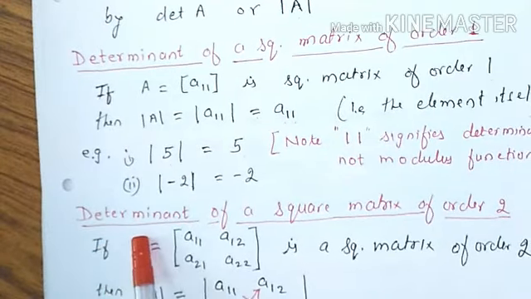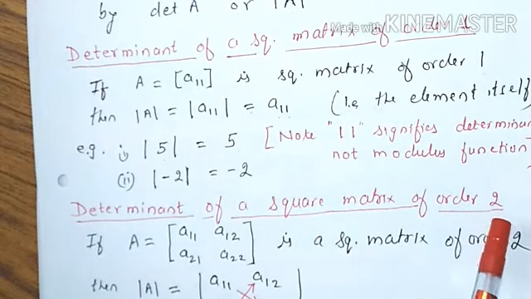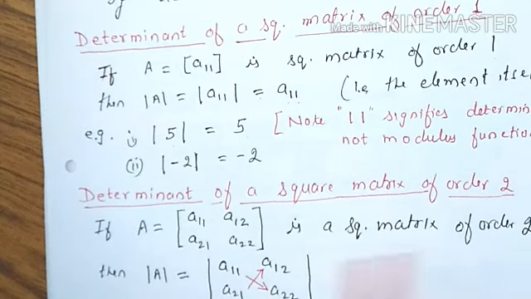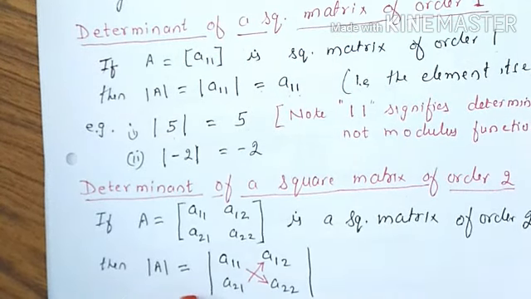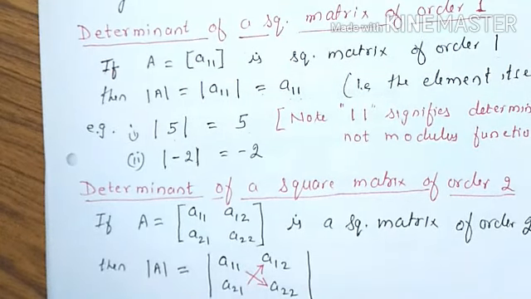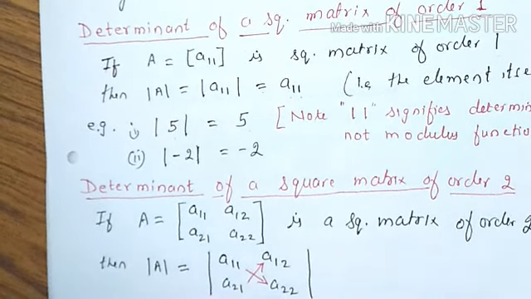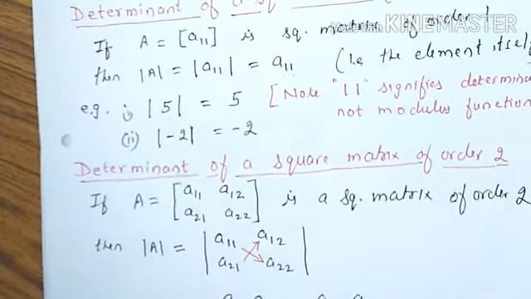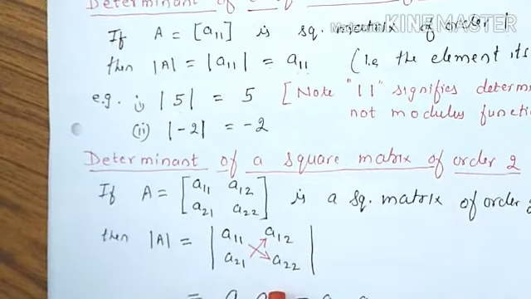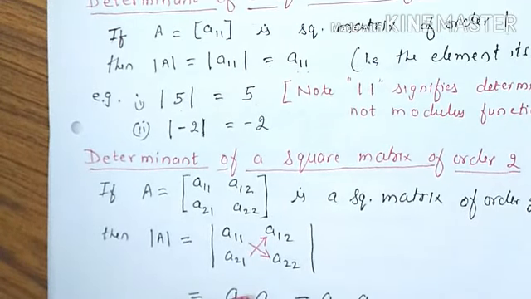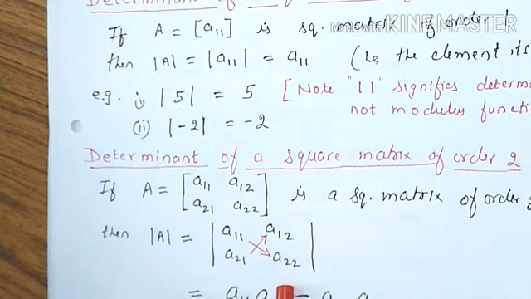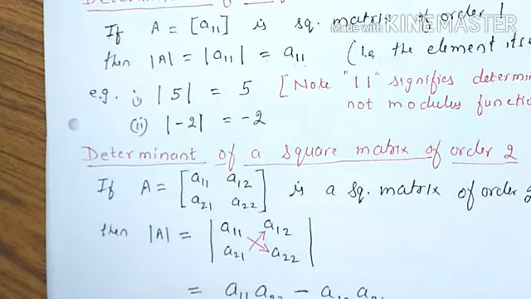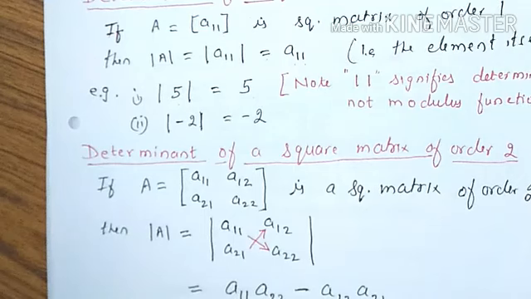Now let us see how to find the determinant of a square matrix of order 2. If A is a square matrix of order 2 with these 4 elements, then for the determinant of A we remove this bracket and write vertical lines, and within these vertical lines we write all the 4 elements. The value is calculated by cross multiplication as I have shown here, by the down arrow and the up arrow. This kind of cross multiplication you have already done in class 10th when you were solving linear equations in two variables by the cross multiplication method.